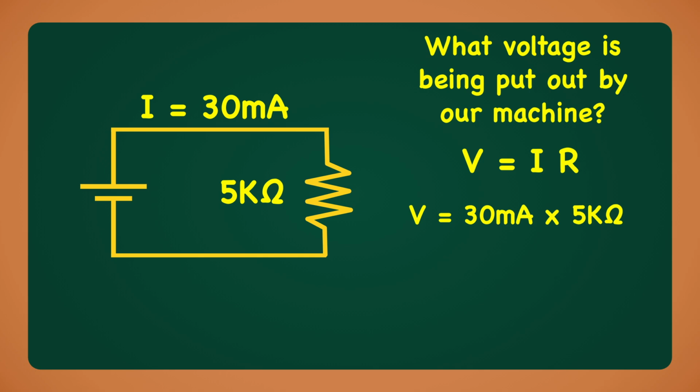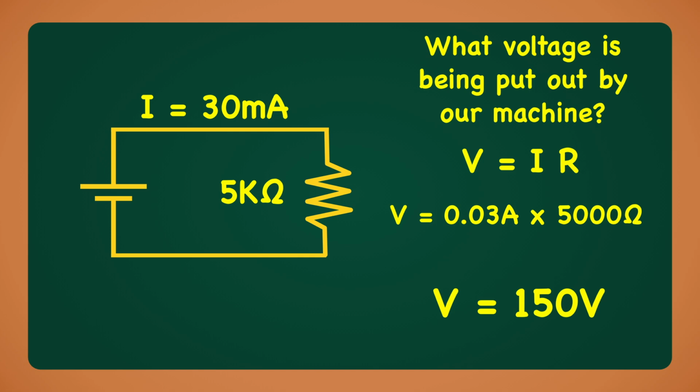But in order to use the formula, we have to convert 30 milliamps to amps and 5 kilo ohms to ohms. Using our 4-step prefix conversion process, we convert 30 milliamps to amps by moving the decimal point 3 places to the left. So 30 milliamps equals 0.03 amps. Similarly, to convert 5 kilo ohms to ohms, we move the decimal point 3 places to the right. 5 kilo ohms equals 5,000 ohms. To solve for V, we multiply 0.03 amps and 5,000 ohms. V equals 150 volts. So in order to deliver a 30 milliamp stimulus into our 5 kilo ohm electrodes, our machine is outputting 150 volts.